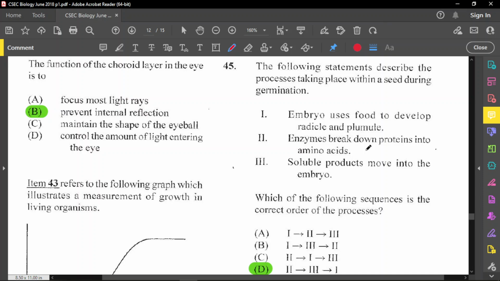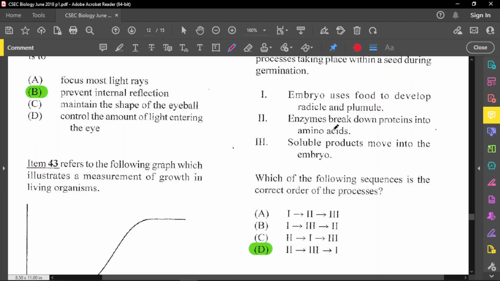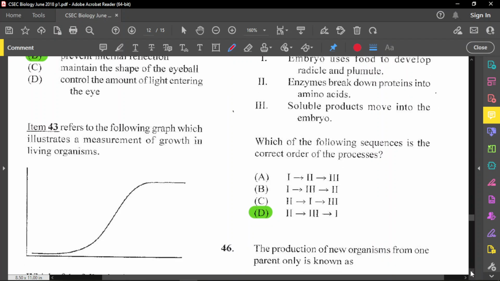And so moving from complex substances to absorbable substances, that is going to take place in the seed by enzymes, all right? However, the soluble products moving into the embryo will take place after 2. So the first thing that must happen is 2, then 3, then 1, all right? So the food must be available. And then once the food is available by the action of enzymes, then it can be absorbed and then it can be used. All right, so option D there is our takeaway.